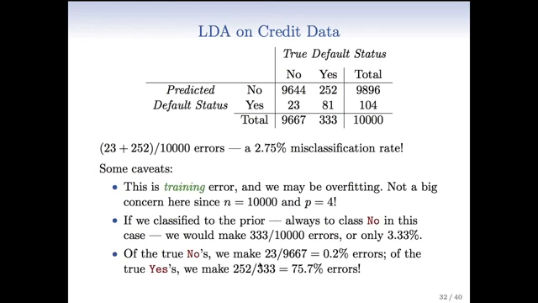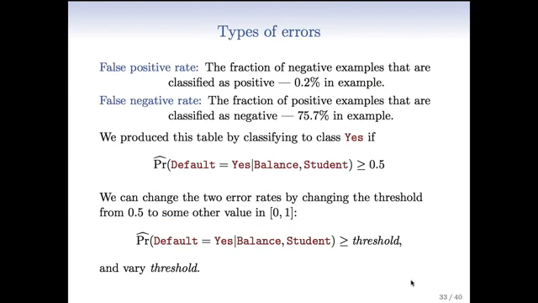The other thing to look at, though, is that you can break the errors into different kinds. So of the true no's, we make 0.2% errors. So we hardly ever misclassify a no. But of the yeses, we make a whopping 75.7% errors. Right? So the errors are very lopsided in this case. And that's maybe not such a good idea. So we break down these errors into finer categories.